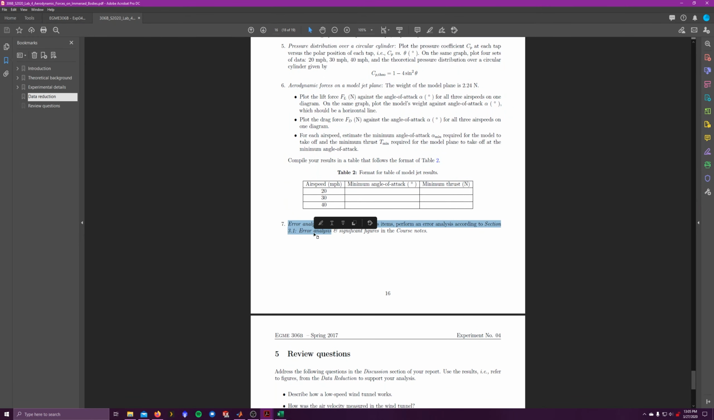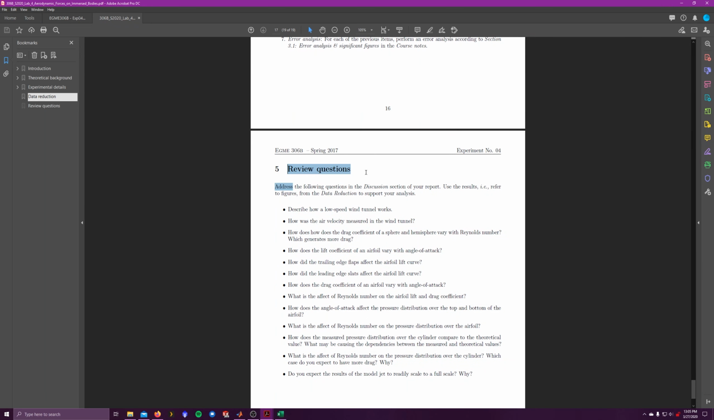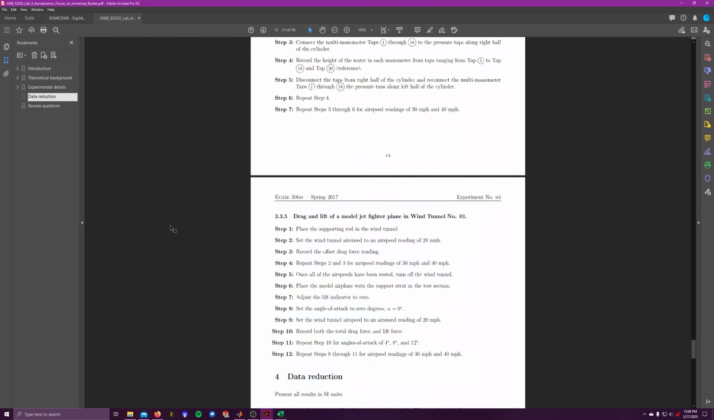The error analysis here, I think it's a differential kind of error analysis, and I won't have you do that. And then I'm going to quickly touch on the review questions. From now on, I want you to incorporate these review questions into what you would already write in your discussion section. You should already be discussing the results that you have in the lab, but you should incorporate all of these questions to better support the conclusions that you're making on the results.